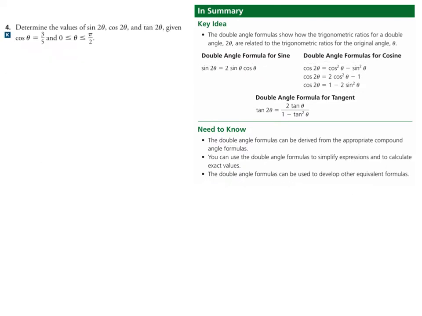All right, number 4. Determine the value of sine 2 theta, cos 2 theta, and tan 2 theta, given that cos theta is 3/5 and theta is in the first quadrant. All right, let's do that. Let's show the first quadrant, and cos of theta is 3/5.